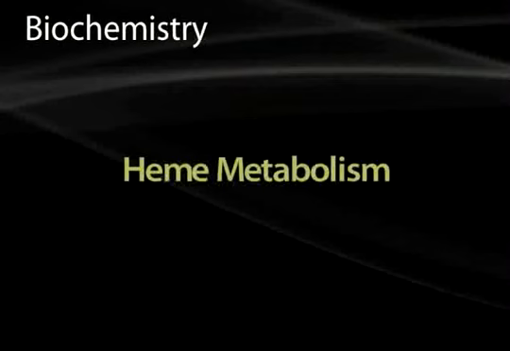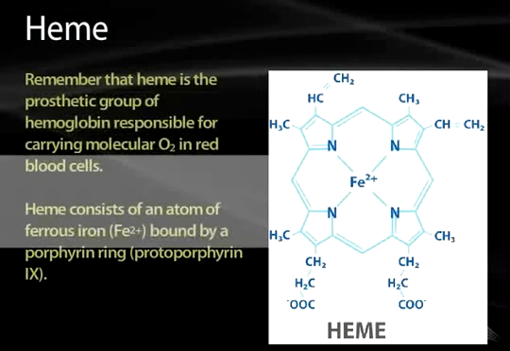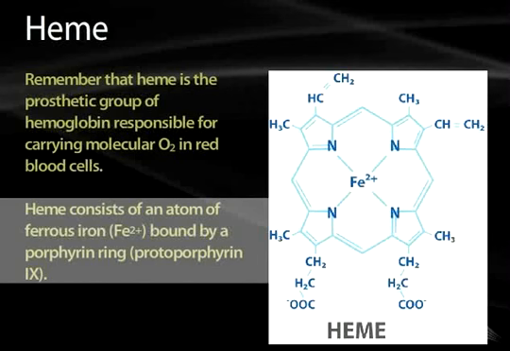In this section, we'll be discussing the metabolism of heme. Remember that heme is the prosthetic group of hemoglobin, and heme carries that iron molecule which is responsible for carrying oxygen in red blood cells. Now, heme consists of that ferrous iron, the Fe2+, which is bound by a complex ring that we call a porphyrin ring. The particular porphyrin ring that holds iron is called protoporphyrin 9.